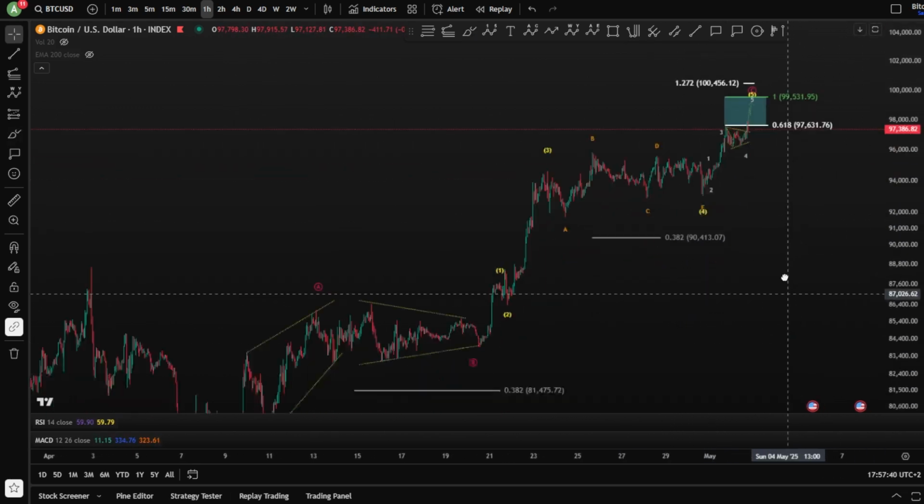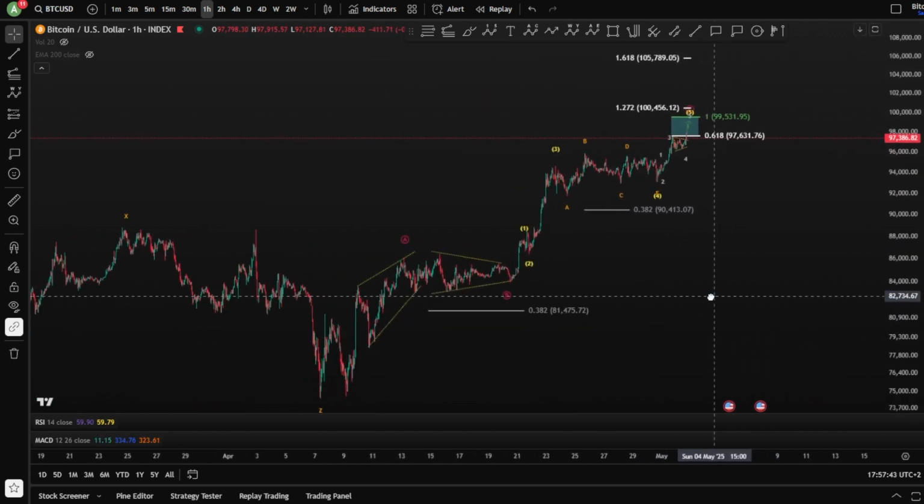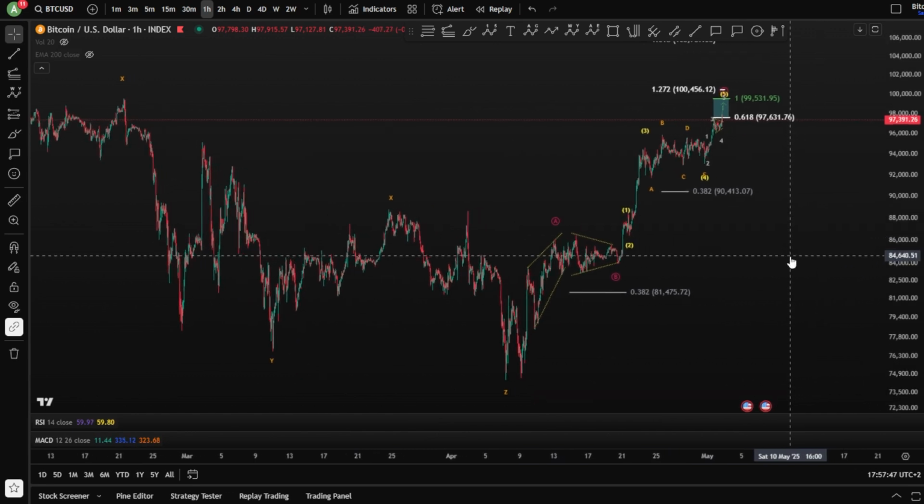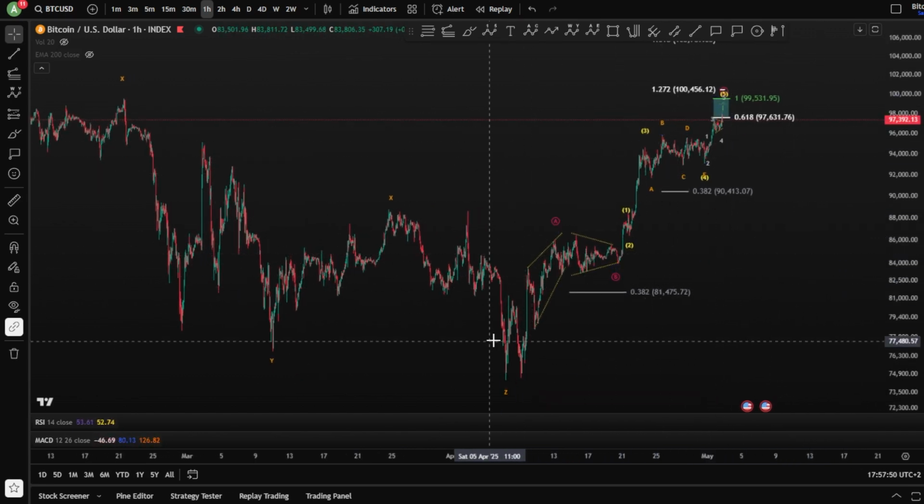So these are, guys, the updates. This is what I see for the market. Again, I'm not seeing a new all-time high yet. I just see a corrective wave here moving towards the upside.